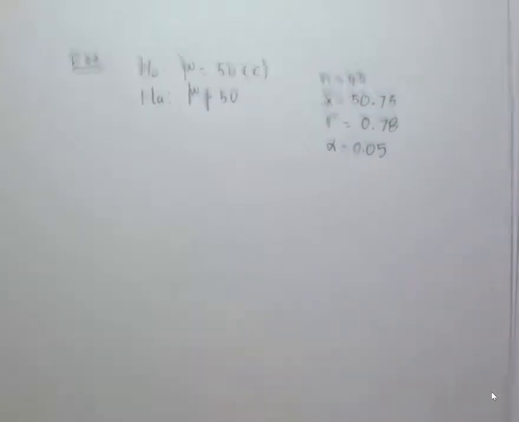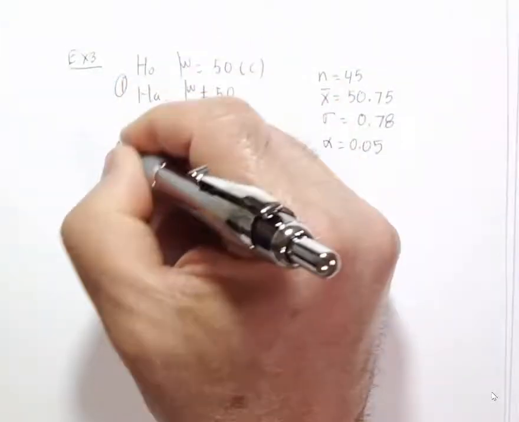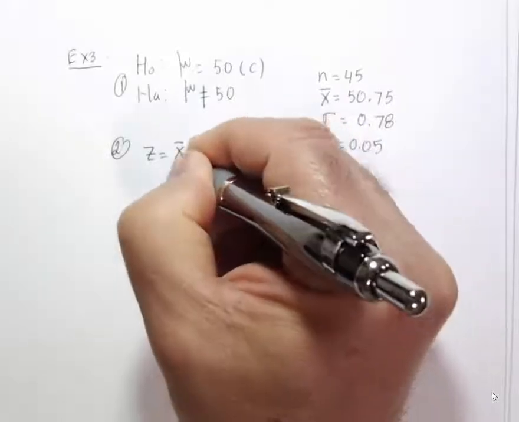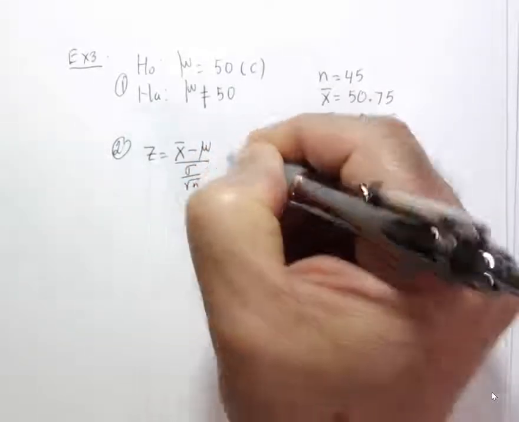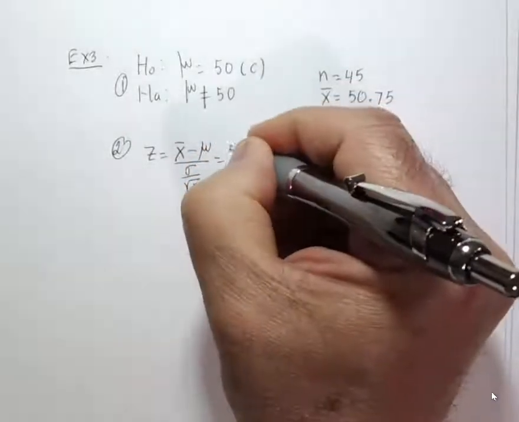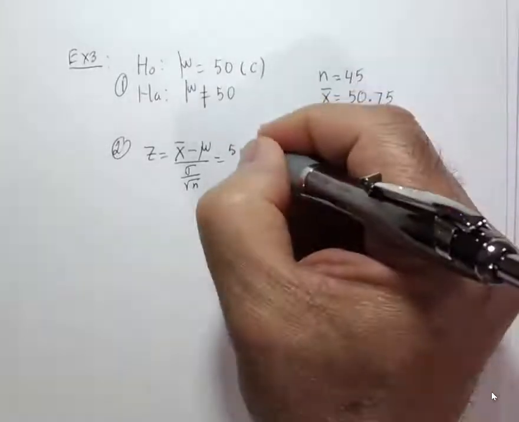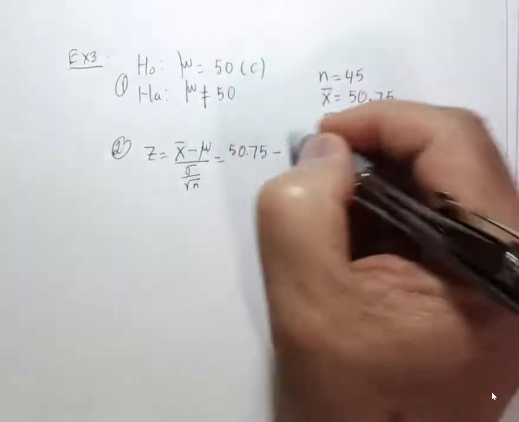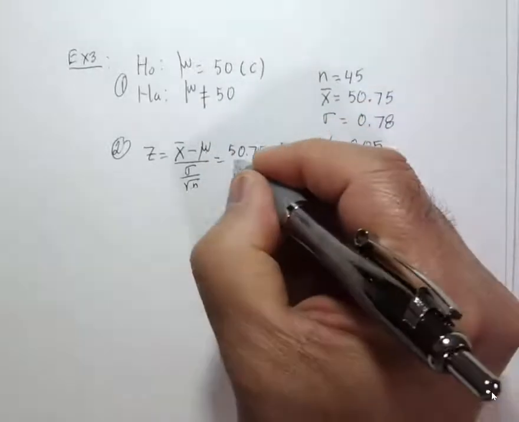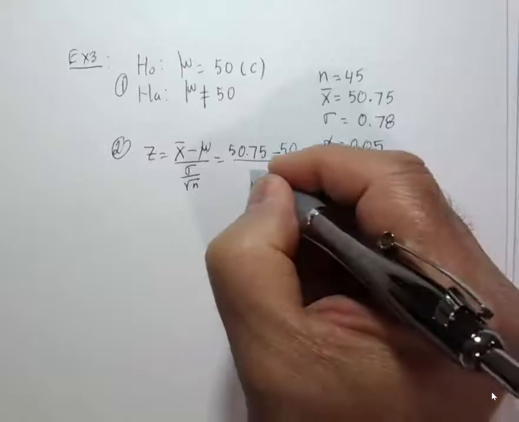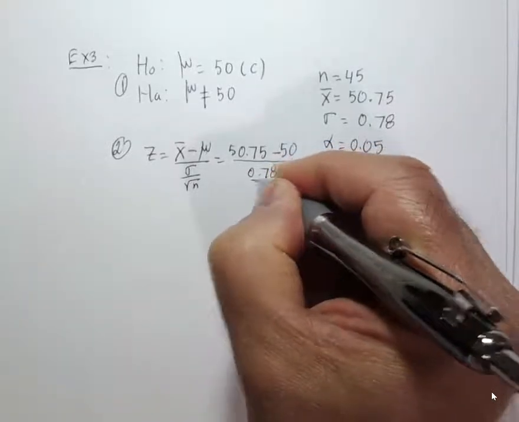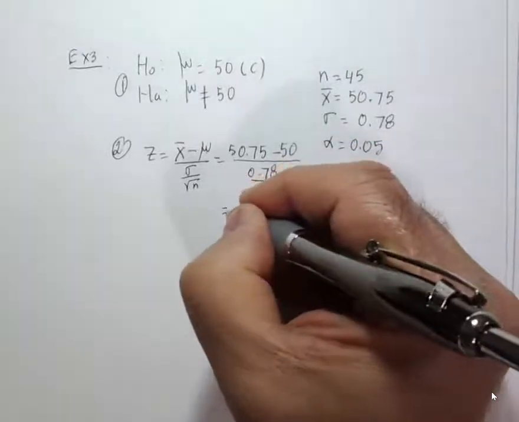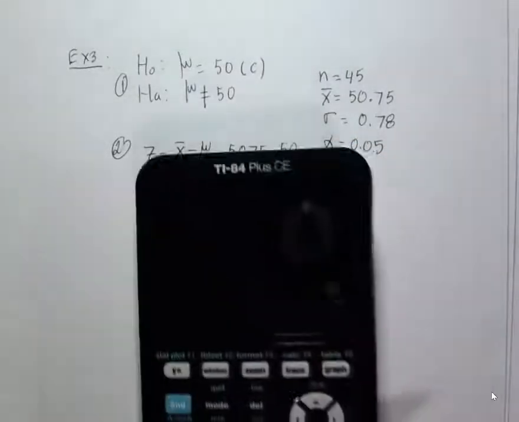Step number 1 we're already done. Step number 2 will be z equals x bar minus mu divided by sigma over square root of n, which is 50.75 minus, you always pick up the value of mu from the null hypothesis, assume it is true until proven otherwise, over 0.78 divided by square root of 45. Again, guys, if you don't want to do the math, that's okay. I'm going to use the calculator for the test.